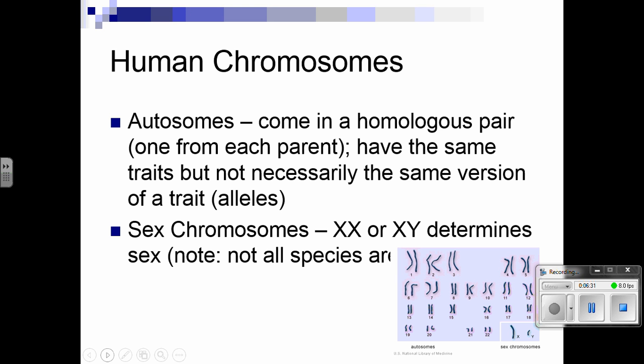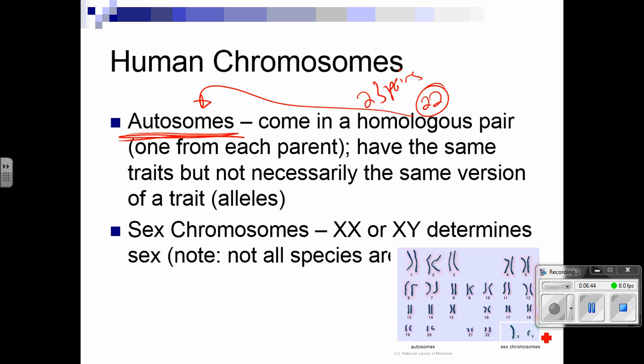All right, chromosomes. Autosomes are the chromosomes that are not your sex chromosomes. So we have 23 pairs of chromosomes. 22 of them are autosomes. The 23rd pair, which is right down here, are your sex chromosomes. That's going to determine whether you are male or female. XX is female and XY is male.